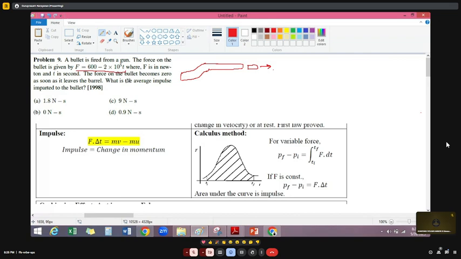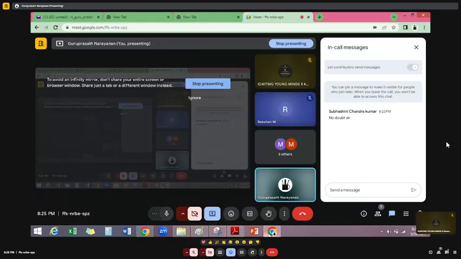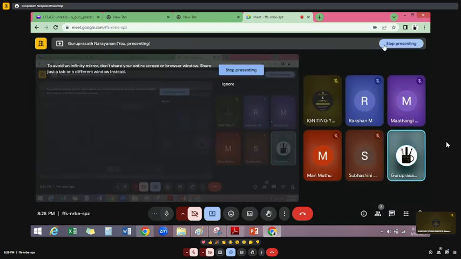So what is the average impulse imparted to the bullet? That means they're asking you to find F times delta t. But you can use this formula when F is constant. When F is changing with respect to time like this, then you have to... Sir, 0 Newton. 0 Newton. Why 0 Newton? Can you tell me why you think it is 0 Newton?